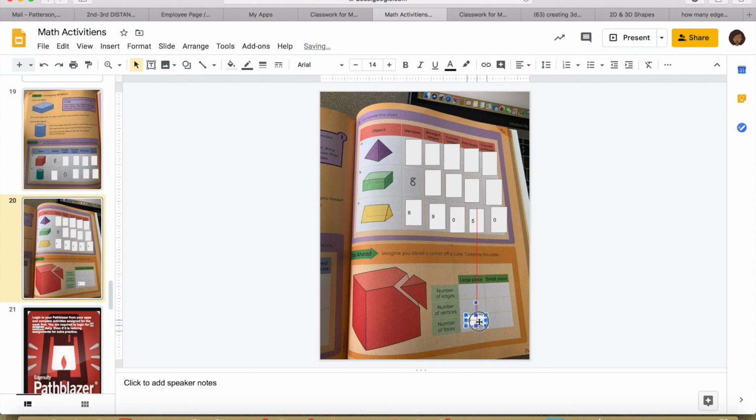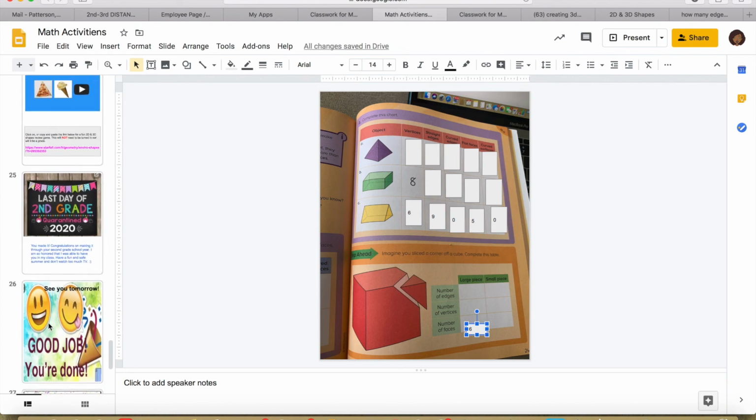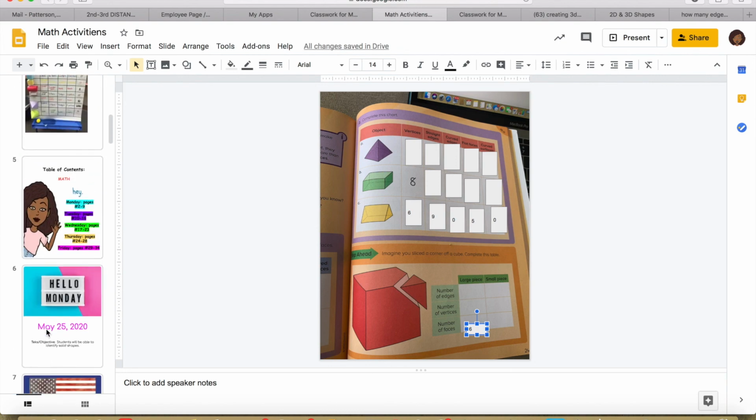And so you would do the same thing when it comes to your vertices and everything else. You may have more, you may have less, because when I count my vertices, normally I would just have 1, 2, but since that's sliced off, it looks like I'm going to have 1, 2, 3, 4, 5 on this side. So just try your best on that one. All right, and I think that is it for the week.